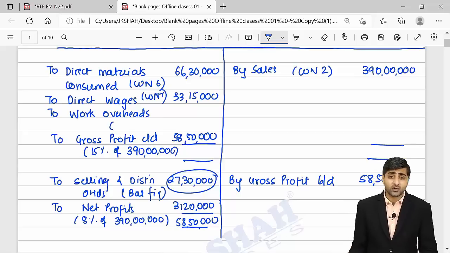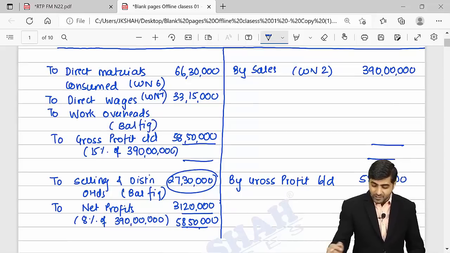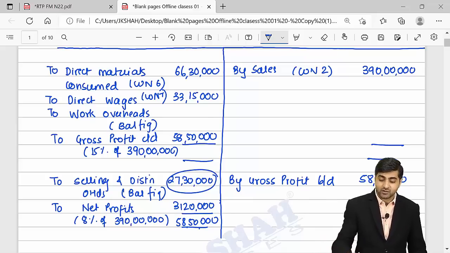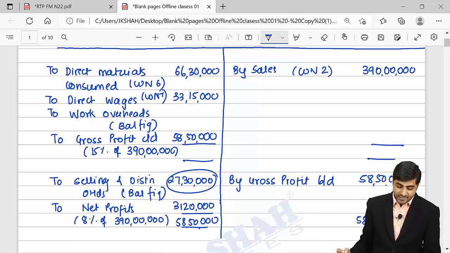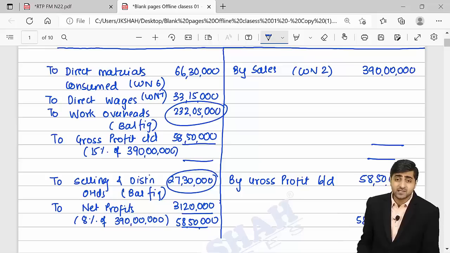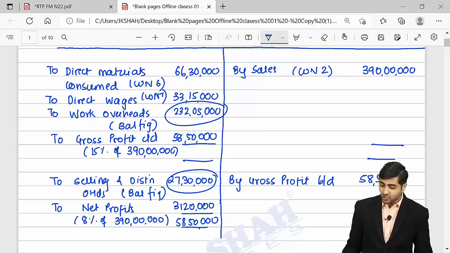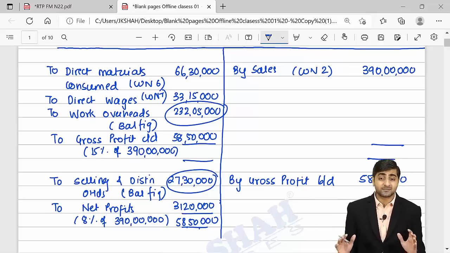So obviously your works overhead is going to be your balancing figure. So that will now be from 3 crore 90 lakhs, let us subtract 66 lakh 30,000. We will subtract 33 lakh 15,000, and then we will subtract 58 lakh 50,000 to eventually get 2 crore 32 lakh and 5,000 rupees. So guys, with this now your works overhead is also completed, and you will realize that your trading P&L account is now complete with all aspects.